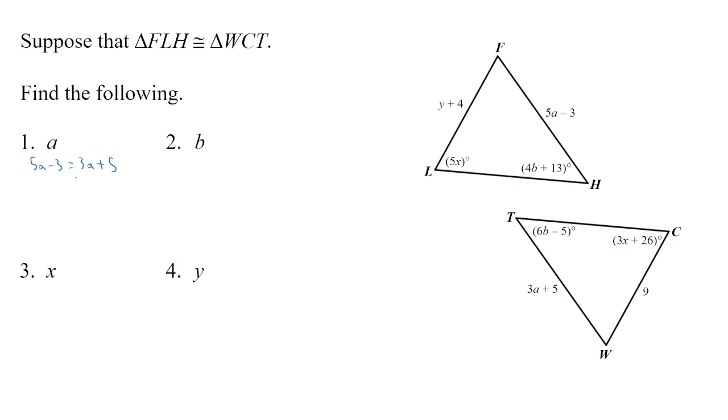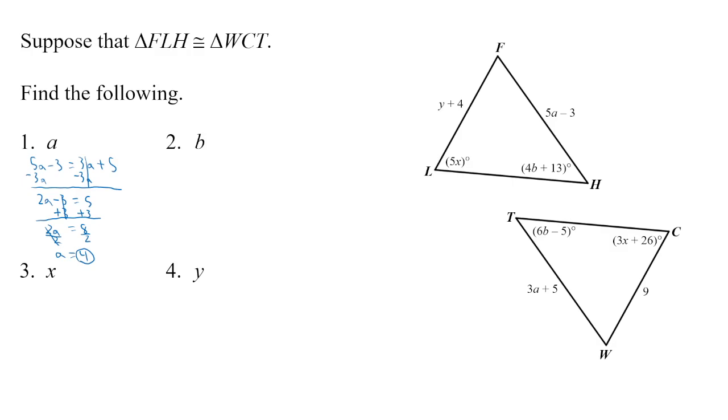So now we solve the equation. Subtract 3A from both sides, and you'll have 2A minus 3 equals 5. We're going to add 3 to both sides, and you'll have 2A equals 8. Divide both sides by 2, and you'll have A equals 4. Therefore, the solution is 4.